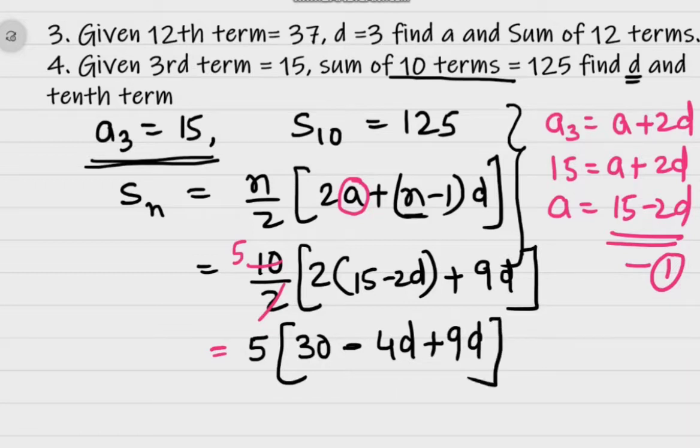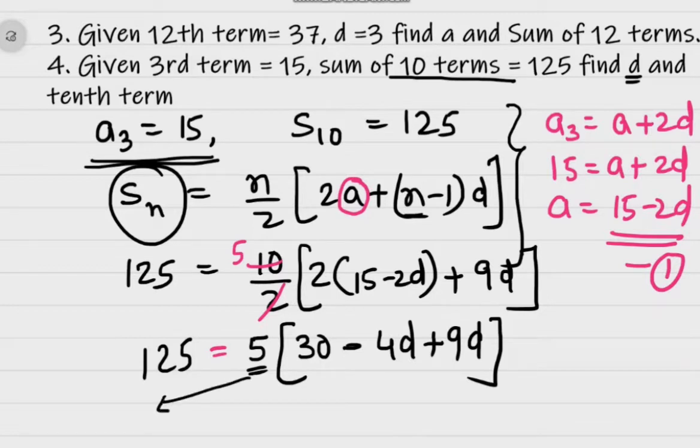But how much is this completely? This is S10, isn't it? This is S10 and S10 is equal to 125. So put 125 here. Now see, this 5 is outside the bracket, that means 5 is multiplying. So you can bring down this 5 as denominator. So ultimately what will happen? 125 by 5 will be equal to 30 minus 4d plus 9d, that means 30 plus 5d.